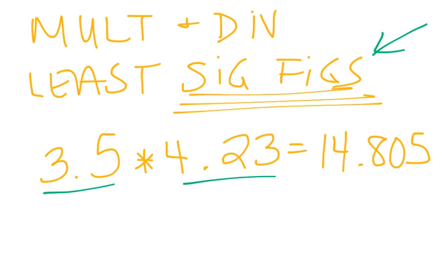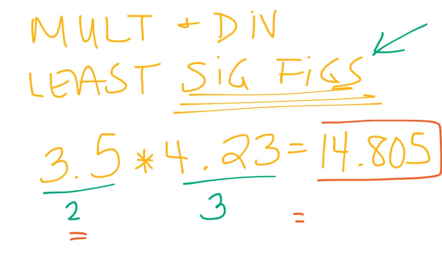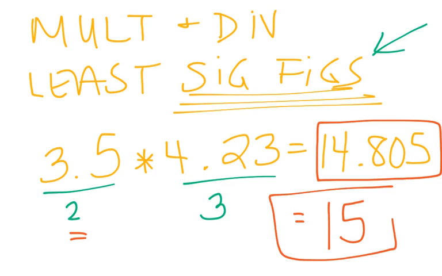So 3.5 has 2 sig figs. 4.23 has 3 sig figs. That means I have to round my answer to the lowest number of sig figs, which is 2. So again, I have to round this to 2 sig figs. I can't just cut the end off. I have to round it. So when I round it to 2 sig figs, my answer is actually 15.